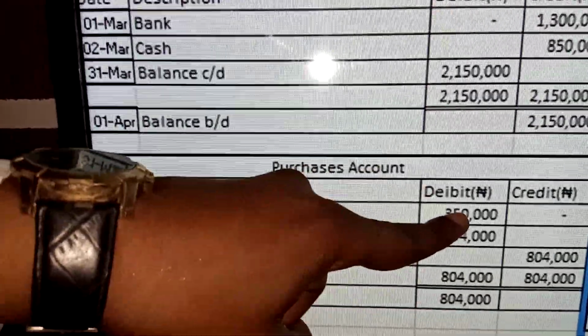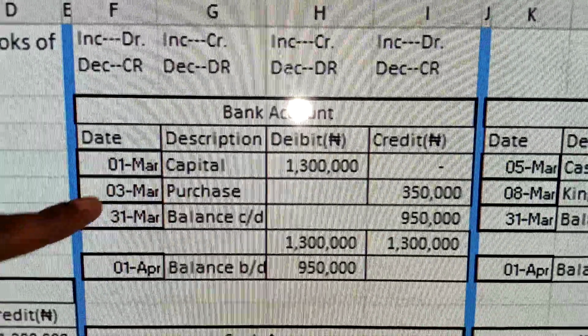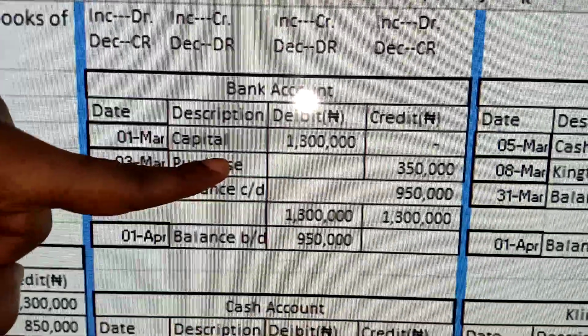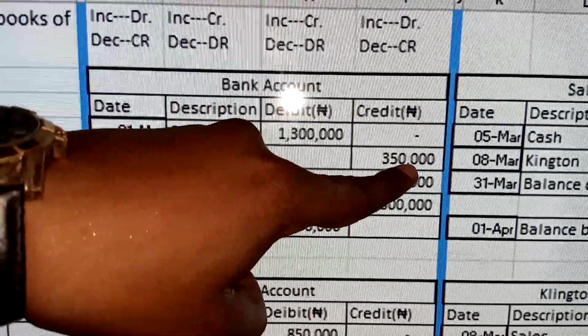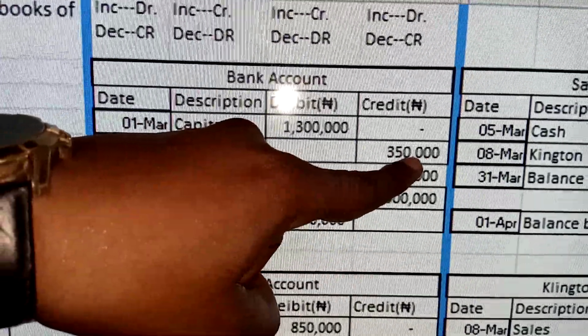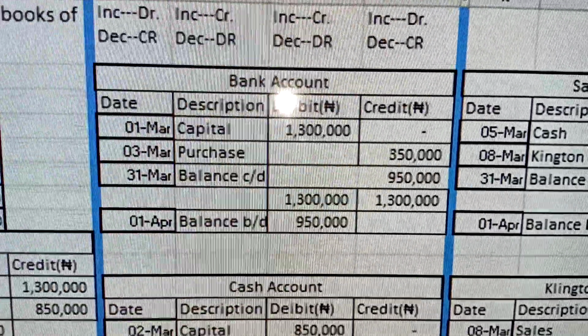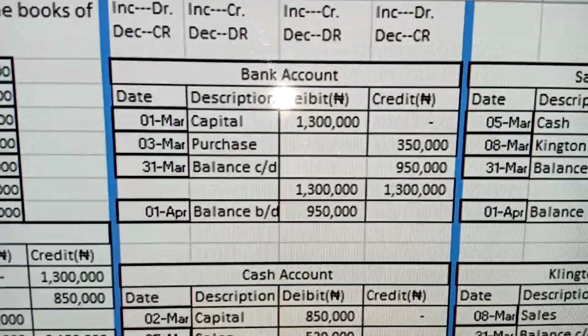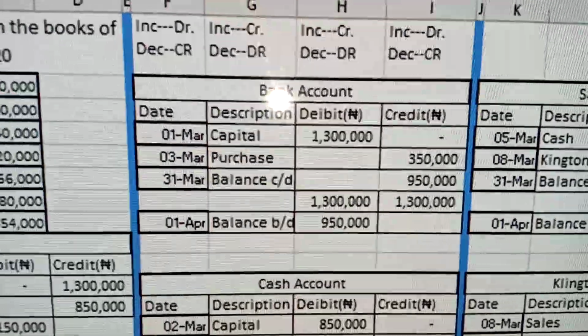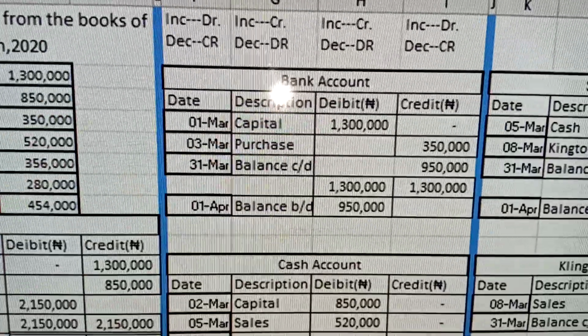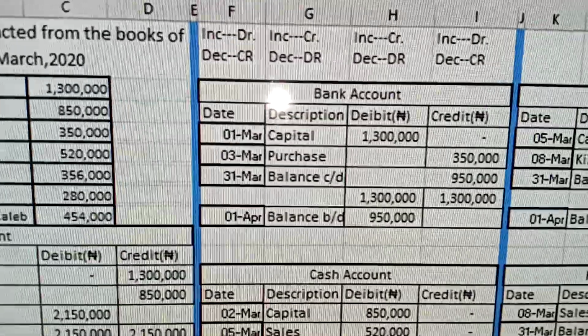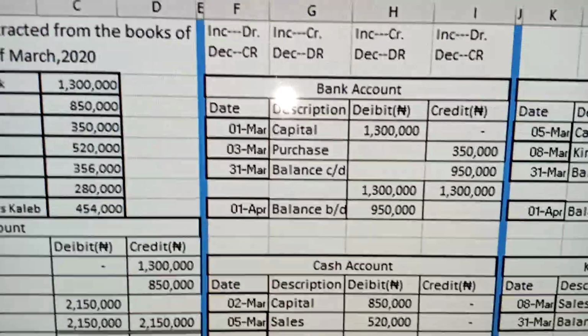The second entry now will be where? Bank. So we have 3rd of March, we have purchases, credit 350,000. That's the double entry application for that transaction. I've always said it. Every debit entry must have a corresponding credit entry, or every credit entry must have a corresponding debit entry. So in every transaction, you must make two entries.